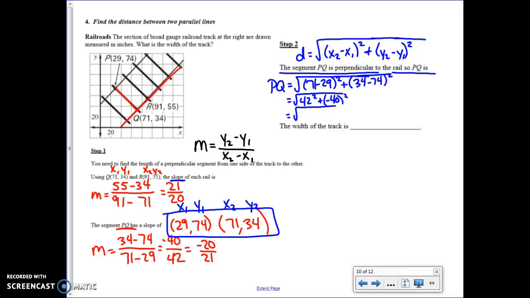Okay, so 42 squared, hopefully you have your calculators, is 1,764. And 40 squared, or negative 40 squared, is going to give us a positive because it's negative times negative. So 1,600. We get the square root of 3364. Take that square root and we get 58. So the width of the track is 58 inches.